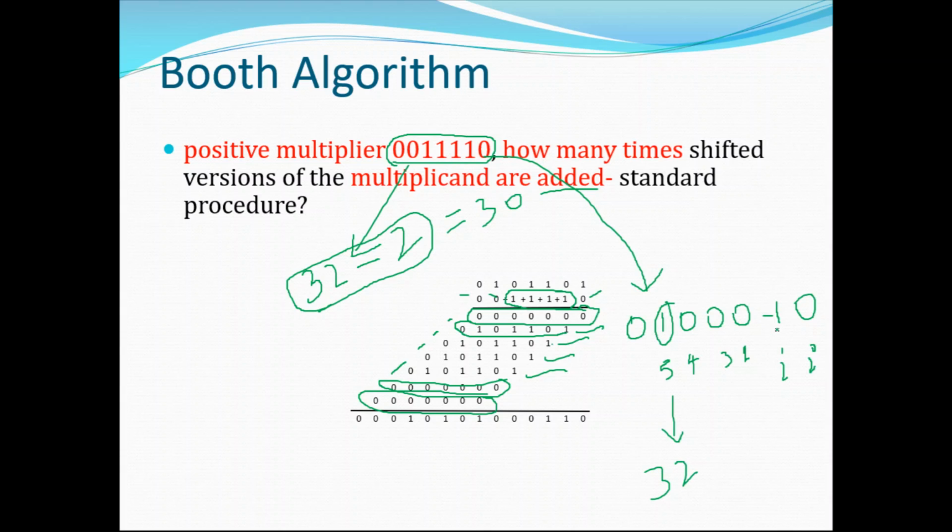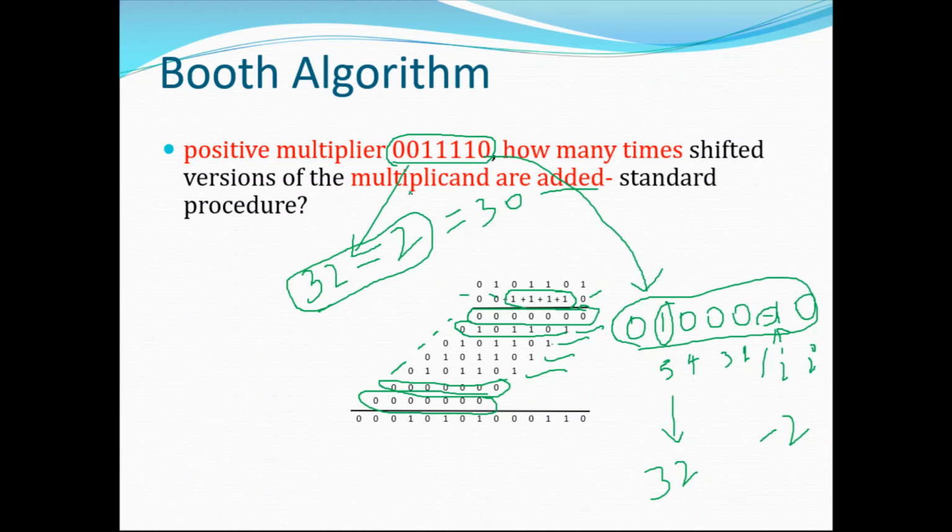This is what? 2 to the power 1. 2 to the power 1 is what? 2. 2 to the power 1 is 2. But there is a minus sign here, so it is minus 2. Okay. So this is equivalent to 30.